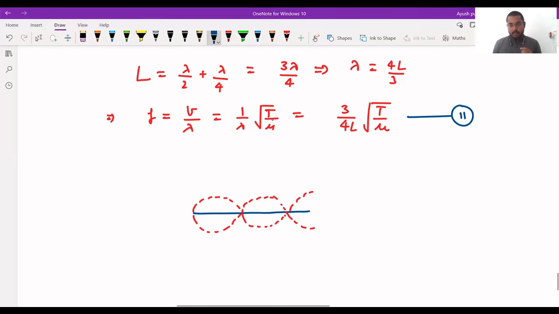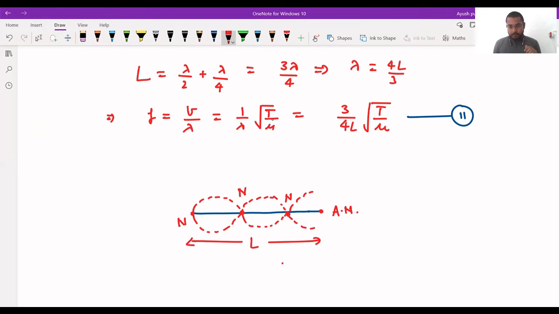This will be the shape the string will take. So here again, at one end point node will be present, and at the other end point antinode will be present. But in this shape, two more nodes will be present. There is one node this and another node is this. Again, the length of the string is same, so length is L.